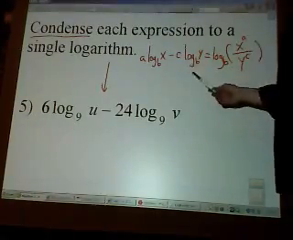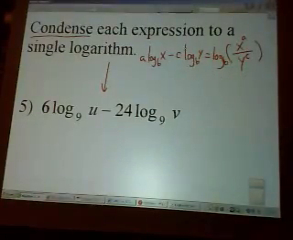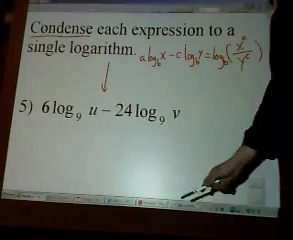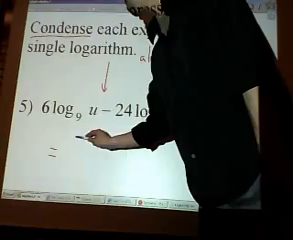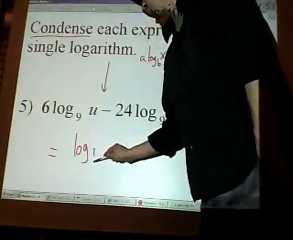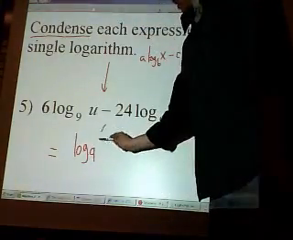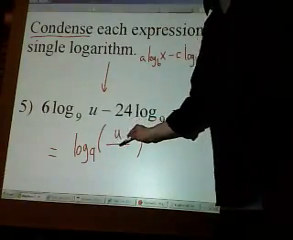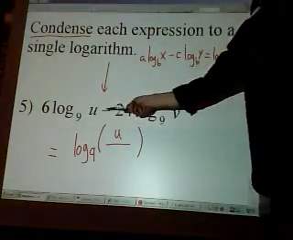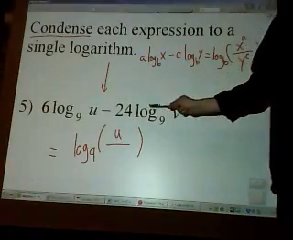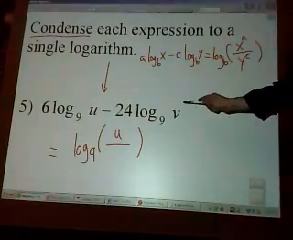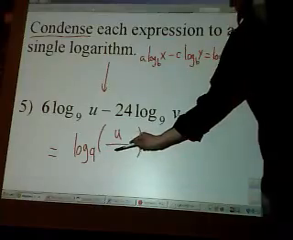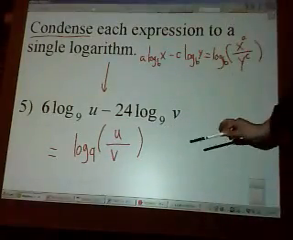The only thing that changes, instead of multiplying them, now we divide them. Okay, so let's do this problem right here. We have this still on the board. So we know this is going to be equal to log base 9 of, well, the u comes first, and what am I dividing by? By the thing that we minused, right? And so we minus 24 log 9 v. So I'm going to put v on the bottom.